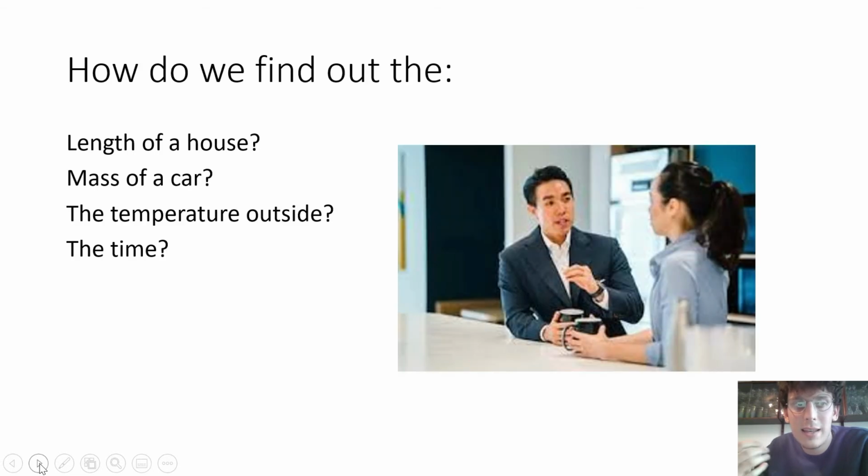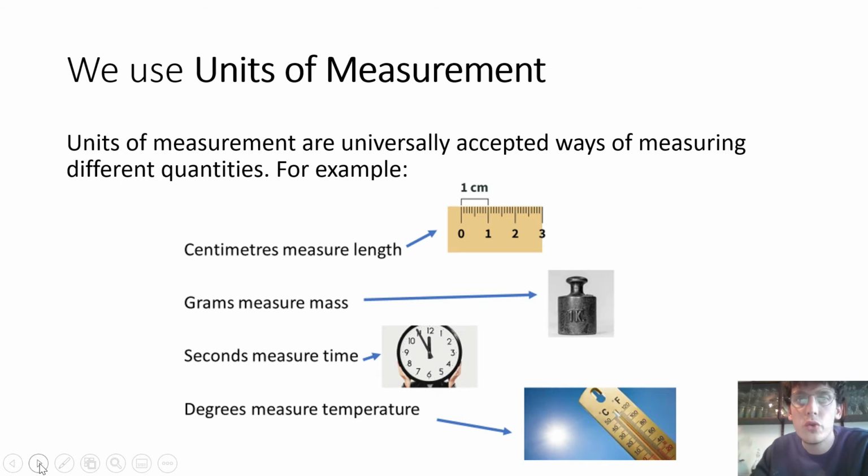So how do we find out the length of a house, mass of a car, the temperature outside, the time? We use units of measurement. Units of measurement are universally accepted ways of measuring different quantities. So they are ways which everyone has accepted that we can use to measure things.